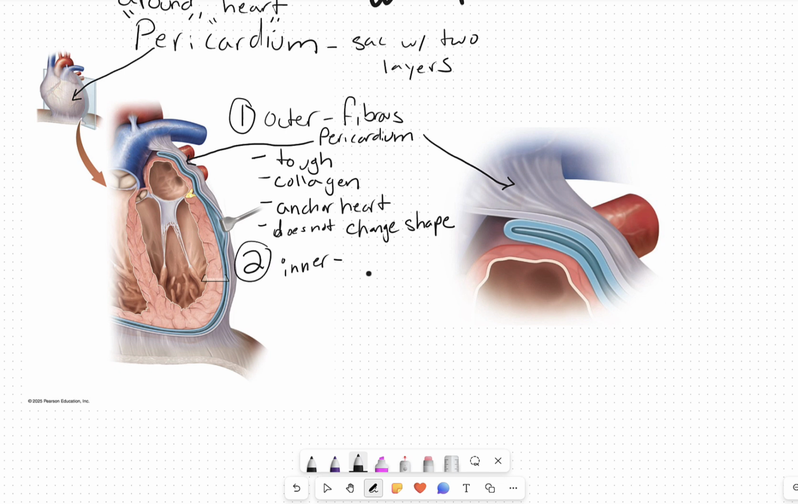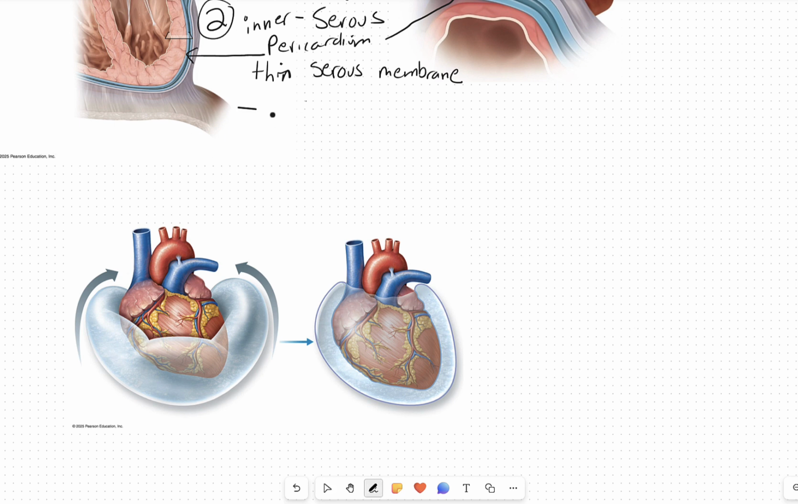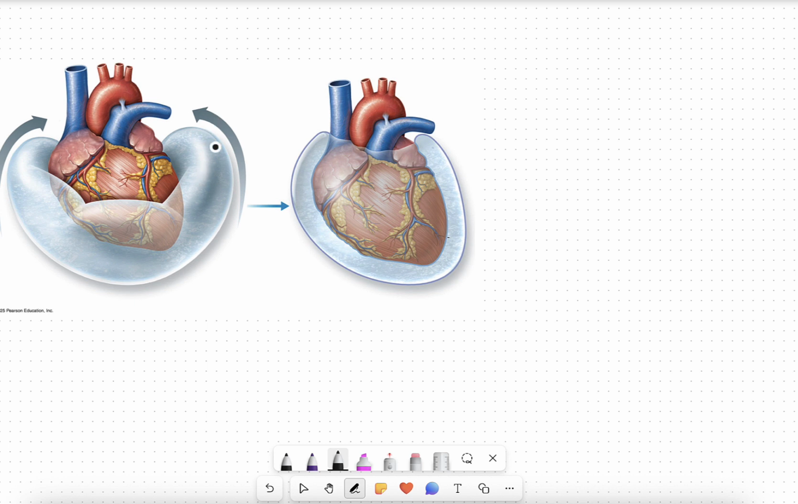The inner layer is called the serous pericardium, and this is made up of a very thin serous membrane filled with a serous fluid. This inner serous membrane essentially encases the heart, so you can see how it surrounds the heart, and then up at the great vessels it kind of turns back in on itself, which creates these two serous membrane layers. The outer membrane of the serous pericardium is called the parietal pericardium. This one is essentially fused to the fibrous pericardium superficial to it.